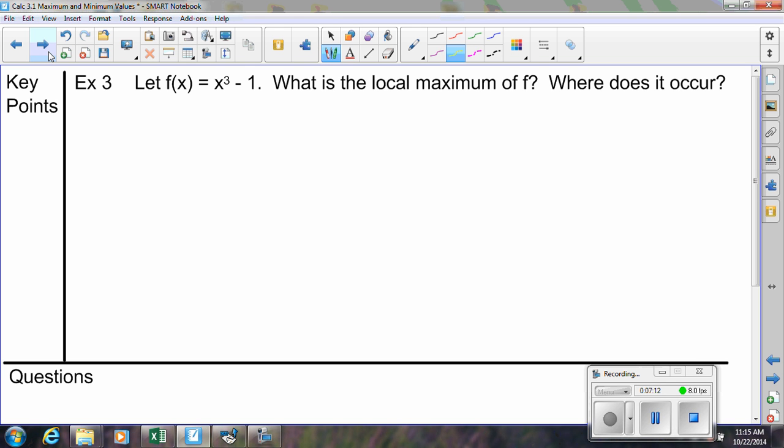Okay, what about this one? f of x equals x cubed minus 1. Well, we know the general x cubed function looks like that, so we'll just shift it down 1 unit. So here we have a quick sketch of our graph. Where is a local maximum?